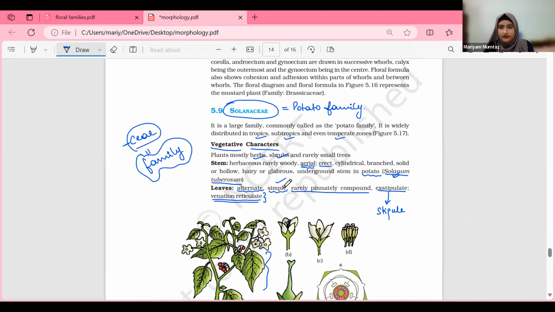Wait, I only have 2. How many families do you people have in your book? Tell me. I only have 2. I have 3. You have 3.